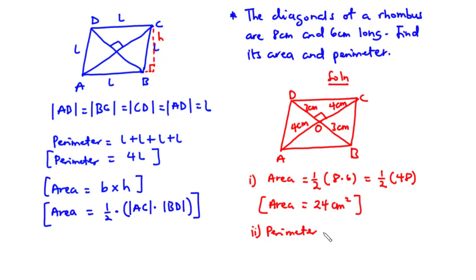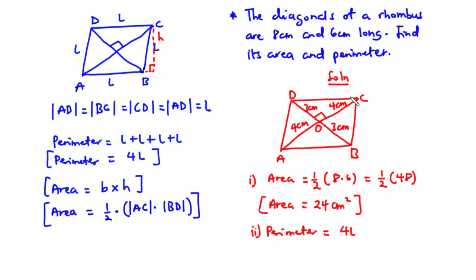Now to the perimeter. So the perimeter is given by 4 times the length of one of the sides. Now, since all the sides are equal, if we are able to calculate one of the sides, then we can multiply that value by 4. Now, let's consider the triangle DOC. So for triangle DOC, this is a right angle triangle because we have the angle DOC to be 90 degrees.